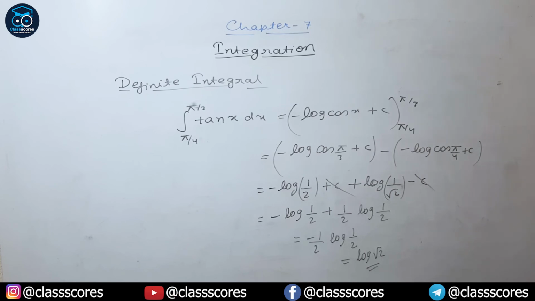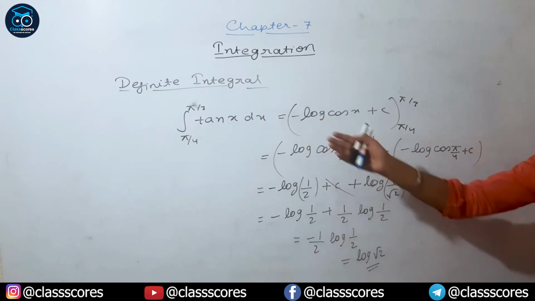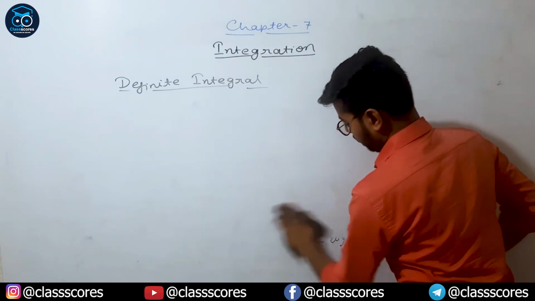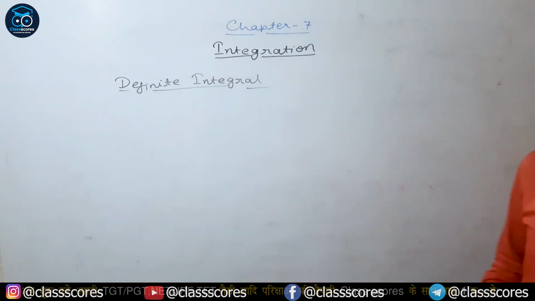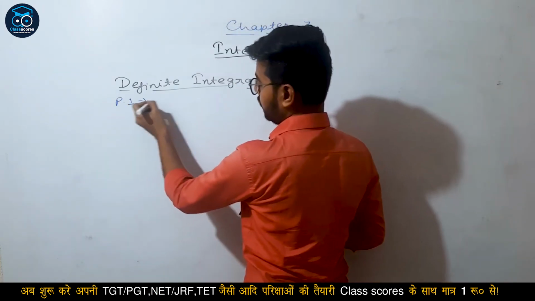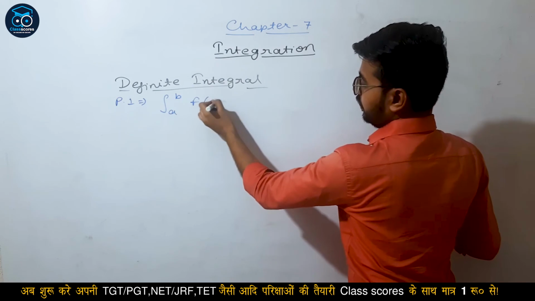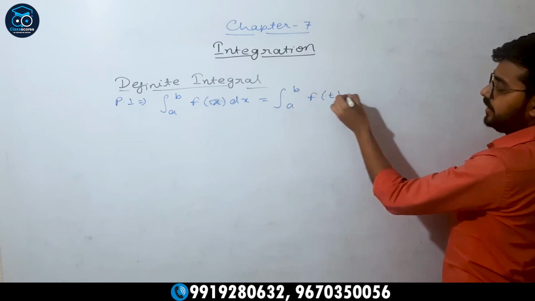Now definite integration consists of some specific properties. With the help of those properties, it is easy to find the solution of any integration which consists of limits. Okay, so write down the properties of definite integration. Our first property is integral a to b f(x) dx is always equal to integral a to b f(t) dt.